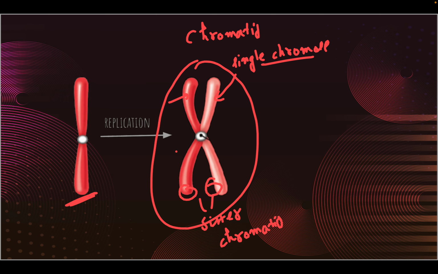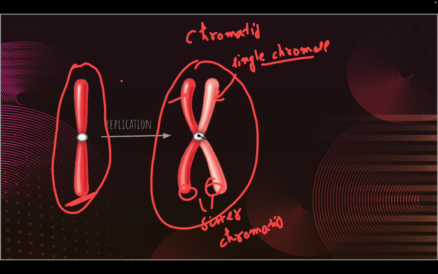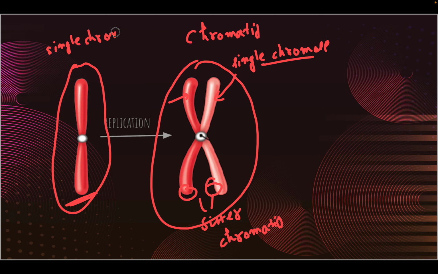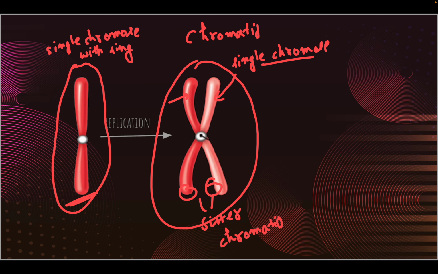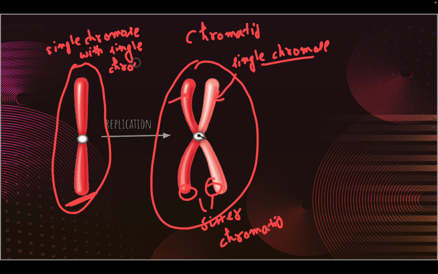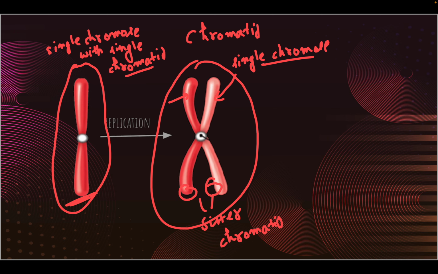Overall, the whole molecule is called a single chromosome, and one where the genetic material is not even copied is also a single chromosome, and sometimes people say that this is a single chromosome with a single chromatid. That is just a convention. Chromatid is a bit confusing, but these are the conventions. It is called a chromosome with a single chromatid, and it is also a single chromosome with two sister chromatids.